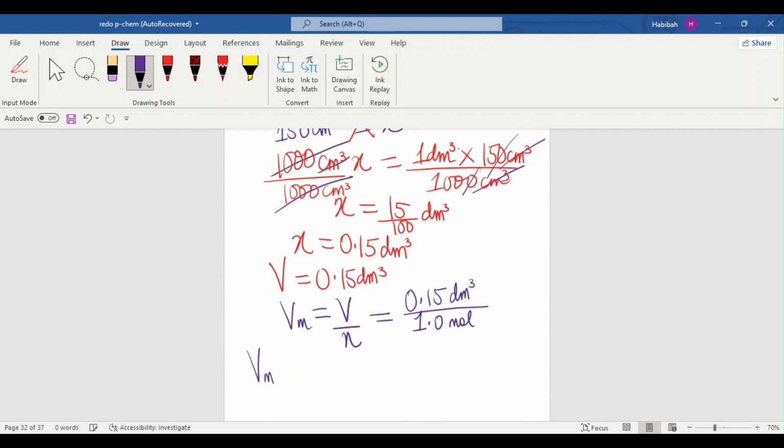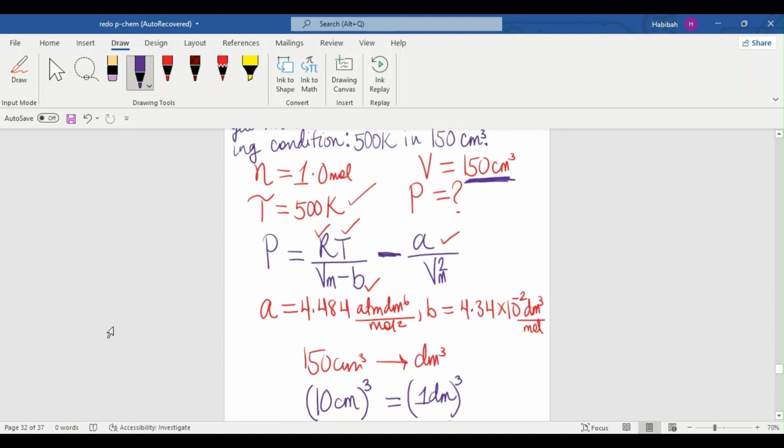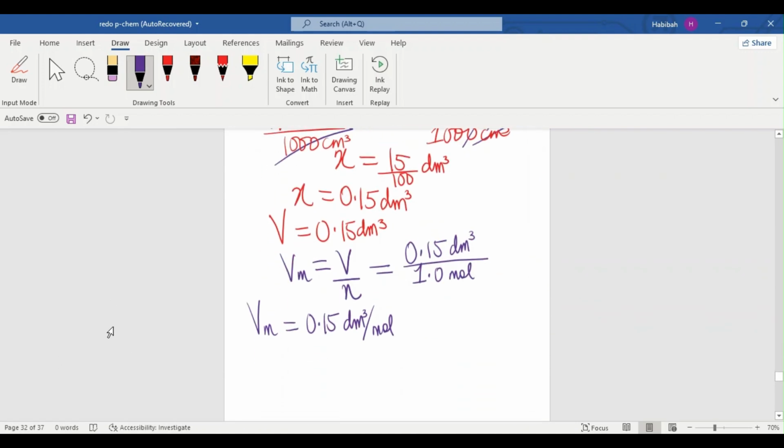So the molar volume is just going to be 0.15 dm³ per mole. So successfully, we've determined what the molar volume is and we have all the parameters that we need. So I'm just going to quickly rewrite all the parameters so we don't have to keep going back and forth. Let me just rewrite it.